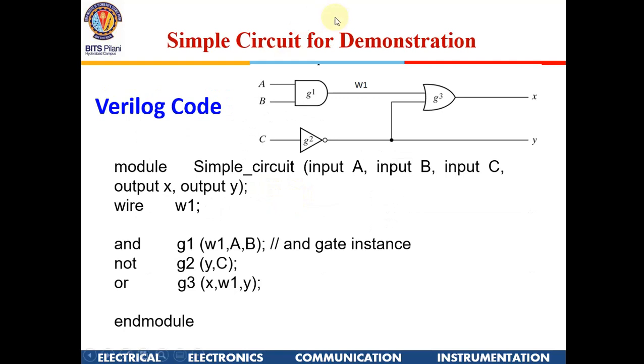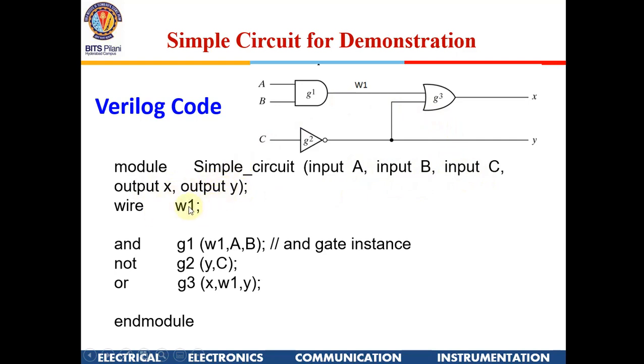So if I show the code, this is how the code would look like, right? First you write module simple_circuit. Simple_circuit is the name of that particular module. There are three inputs: input A, input B, input C. Okay, you can also write input A comma B comma C. That's also fine. There are two outputs: output X, output Y. Again, you can write output X comma Y also.